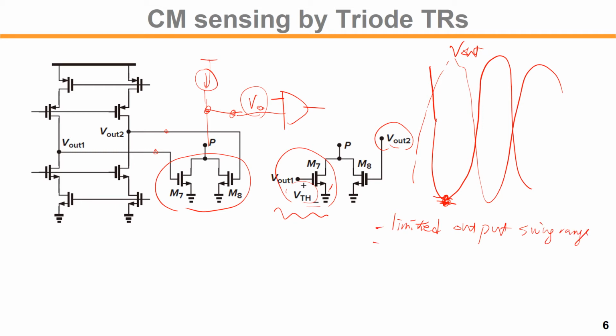It is also sensitive to PVT variation. See, the on resistance of the triode, right? That's the PVT. So there should be some kind of replica circuit to track such variation. It requires some complicated replica, so people say this is also not popular.